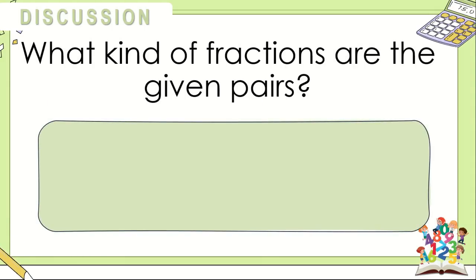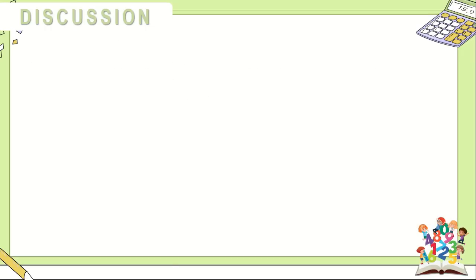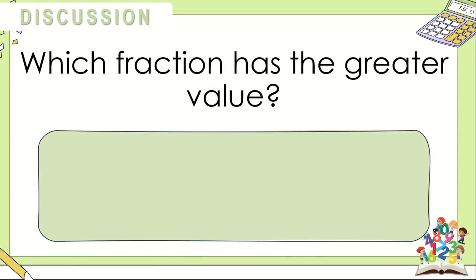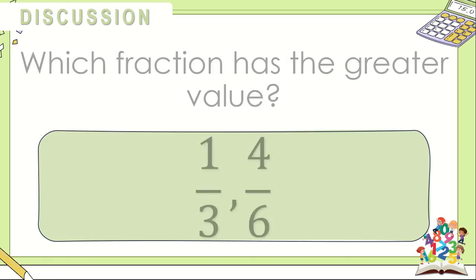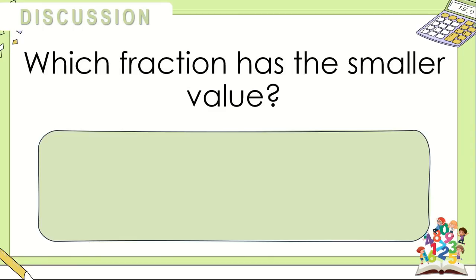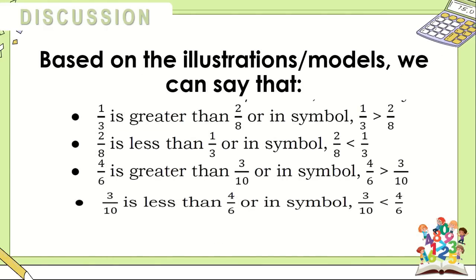What kind of fractions are the given pairs? Dissimilar fractions. Which fraction has the greater value? 1/3 and 4/6. Which fraction has the smaller value? It's 2/8 and 3/10. Based on the illustrations, we can say that 1/3 is greater than 2/8, 2/8 is less than 1/3, 4/6 is greater than 3/10, and 3/10 is less than 4/6.